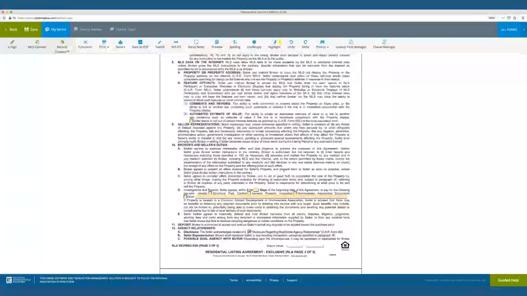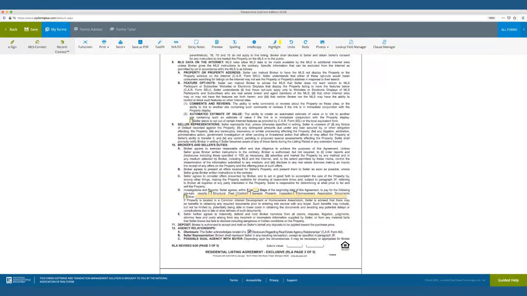Somebody calls you and submits an offer under asking, guess what? I'm sorry, I've been instructed by my seller not to present any offers under asking. That's the only case where you are relieved from presenting an offer. Otherwise, you present any and all offers. And that's also an MLS rule.